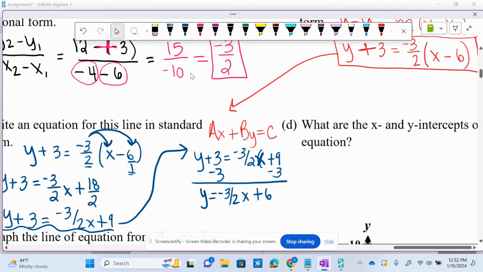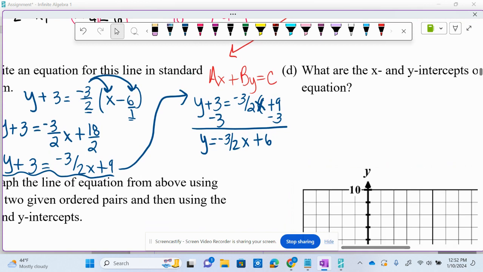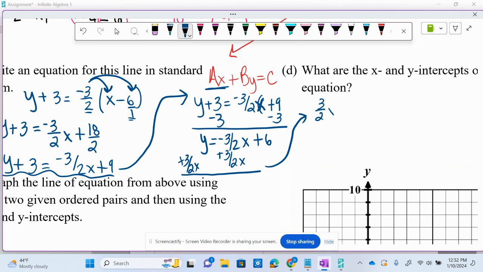Yeah, I'm going to add 3 halves. I'm going to cancel it out. So I'm going to add 3 halves x to both sides. And remember that the x term, do you see how the x coefficient is first? I want that to come first. So when I do that, I have 3 halves x plus y equals 6. Is that in standard form?